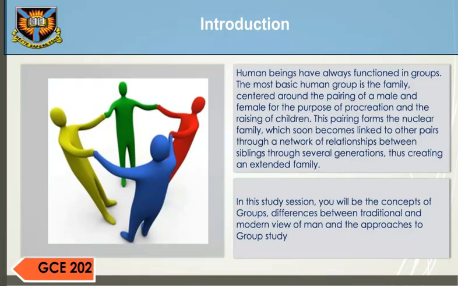Introduction. Human beings have always functioned in groups. The most basic human group is the family, centered around the pairing of a male and female for the purpose of procreation and raising children. This pairing forms the nuclear family, which soon becomes linked to other pairs through a network of relationships between siblings through several generations, thus creating an extended family.